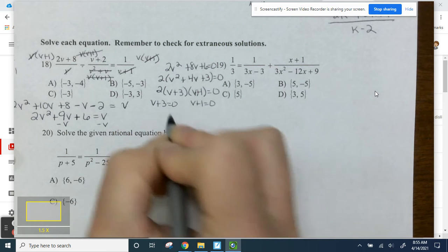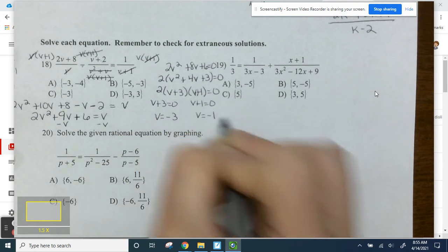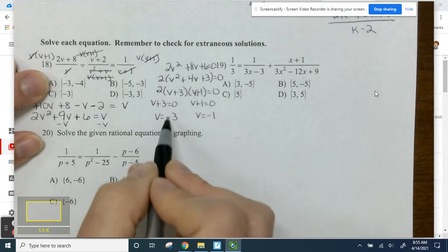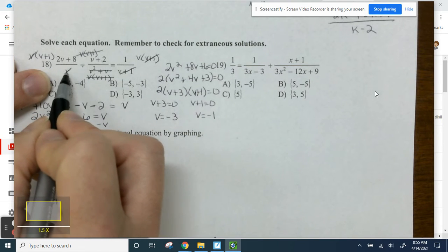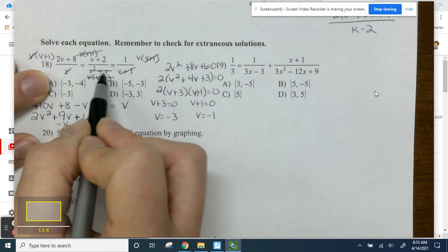V plus 1 equals 0. This one will give you v equals negative 3. This one will give you v equals negative 1. Okay, we check back up here to see if I put in negative 3, it's okay there. I won't get 0.